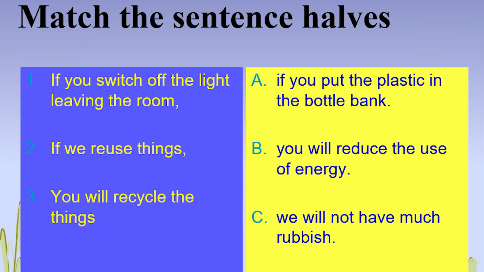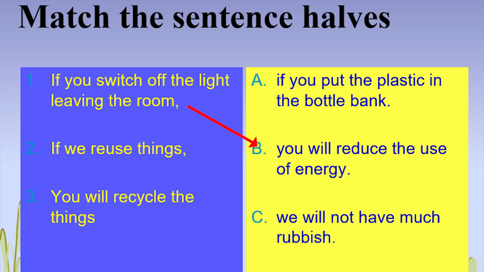Now your task is to match the sentence halves. And the first half is: if you switch off the light leaving the room, comma. Let's find the other part of this sentence. What will it be? Yes, you are correct. It's part B. You will reduce the use of energy.